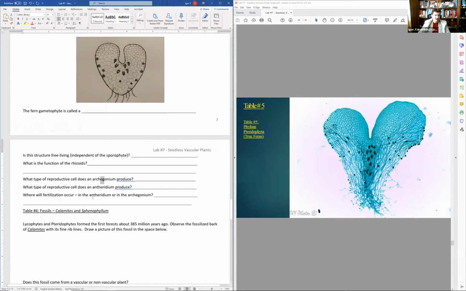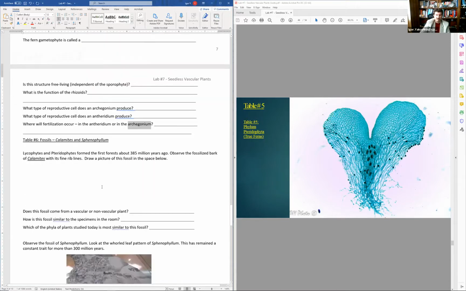Where does fertilization occur, antheridium or archegonium? Remember, the archegonium will contain the egg. The antheridium will produce sperm, which will have to swim through the water to reach the egg. So where does fertilization occur? Fertilization occurs where the egg is located, and the egg is located in the archegonium. Make sense?